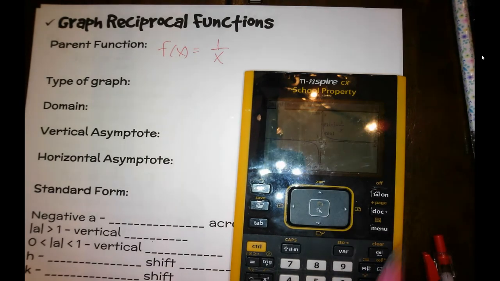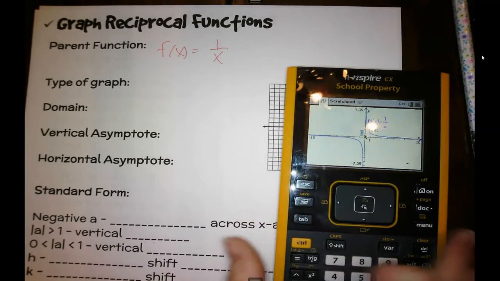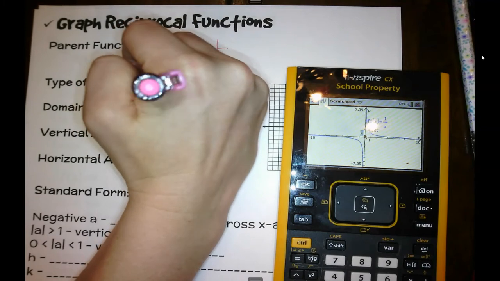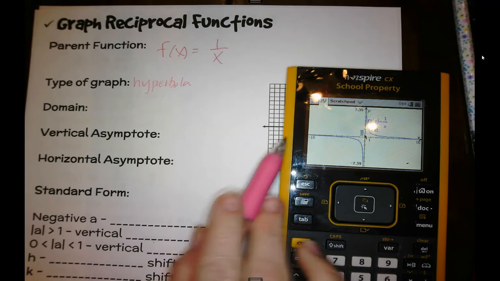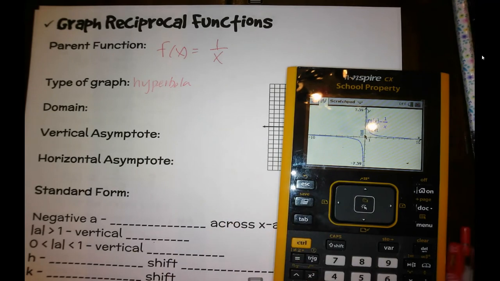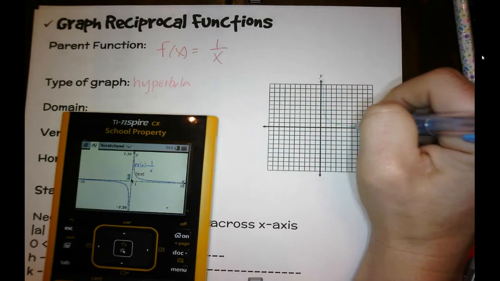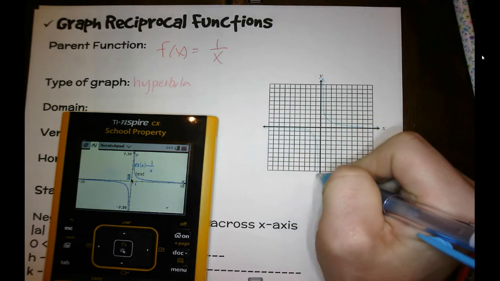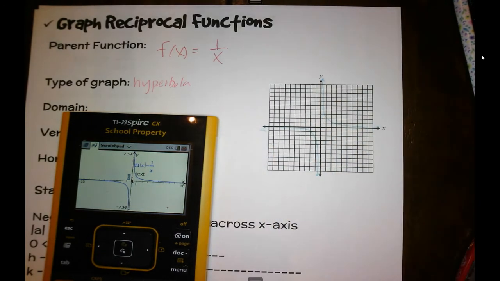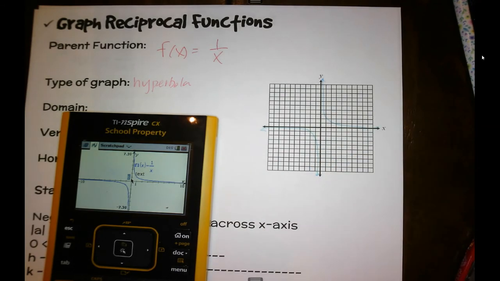So this function looks like this on our graph. It looks a lot different than what we've been doing. So this is actually called a hyperbola. That's what kind of graph this is. So I'm just going to draw it here just to have in my notes. It looks something like that. You see there's two parts of the graph.